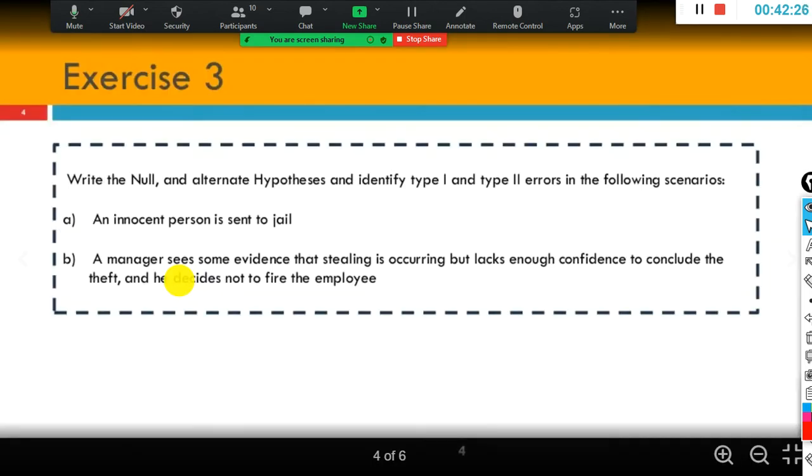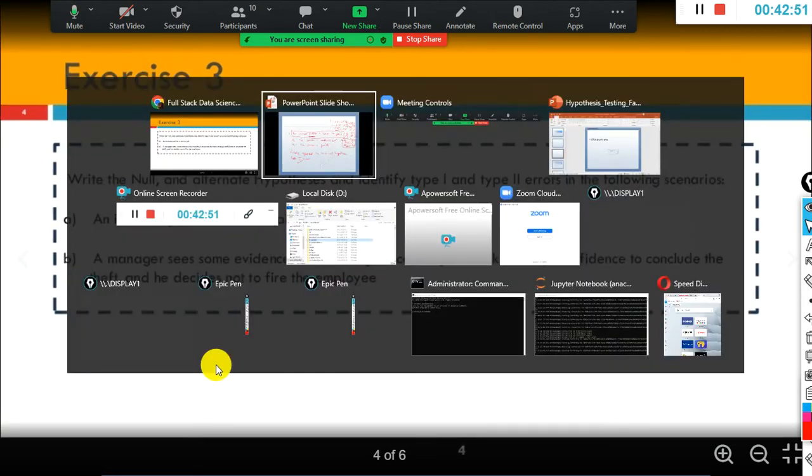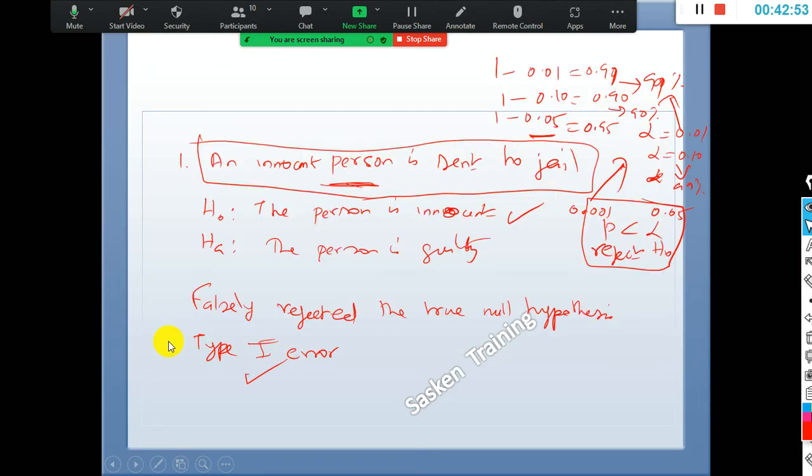The second statement is, the manager sees some evidence that stealing is occurring. Manager is actually saying somebody is stealing, but lacks enough evidence to conclude the theft, and he decides not to fire the employee. So how will you write the null and alternative hypothesis in this case? Here what we are doing is, we are assuming that the employee is not stealing. Always we think positively, okay.